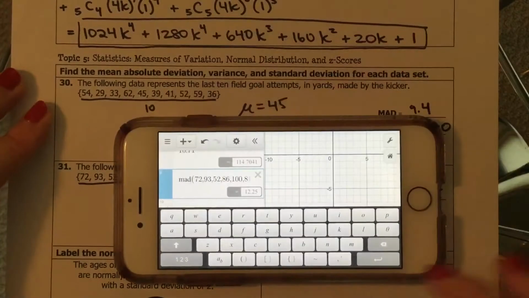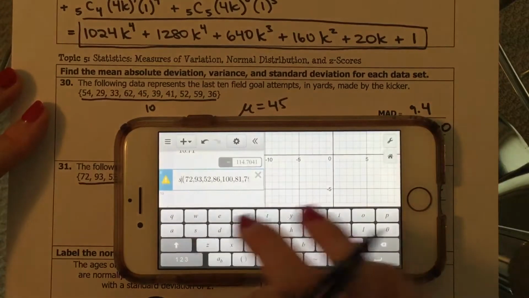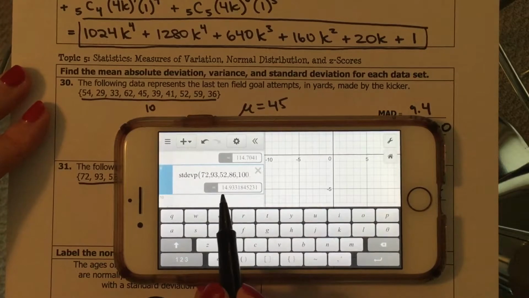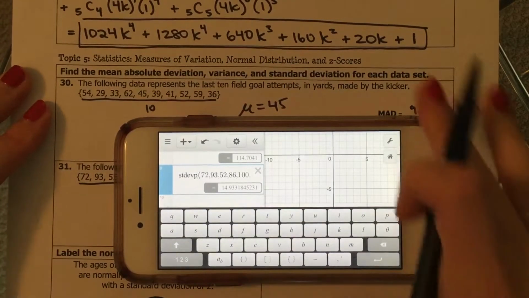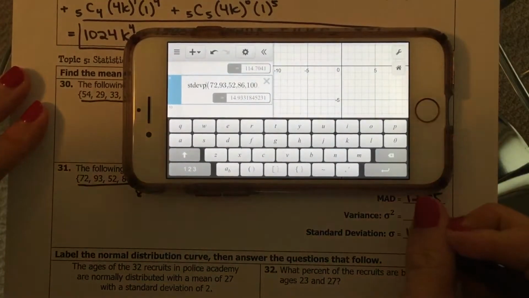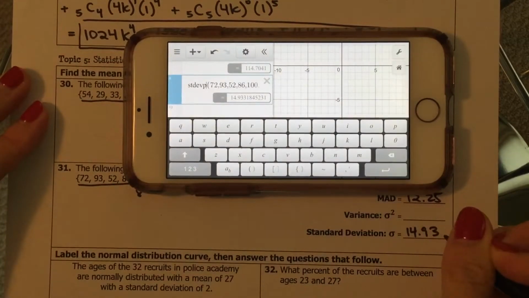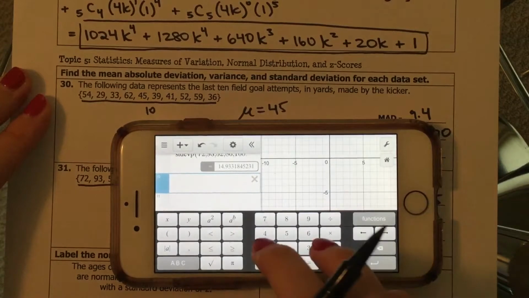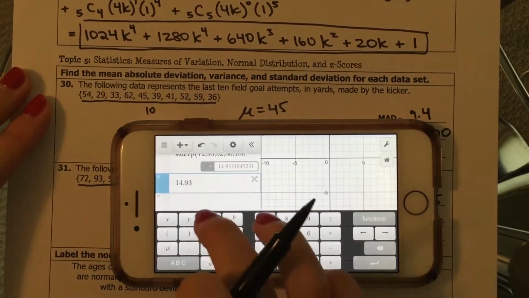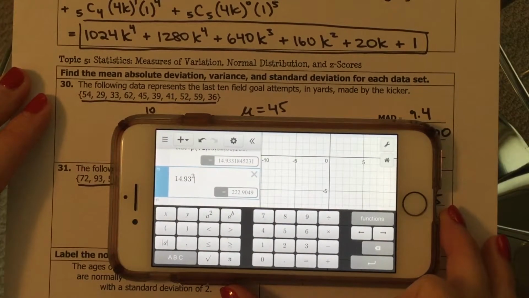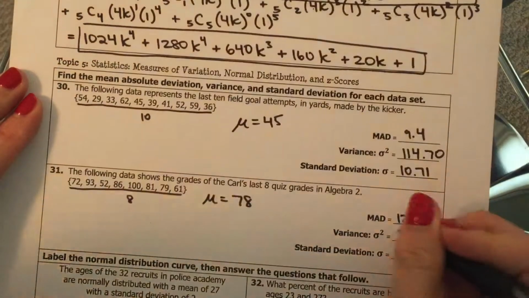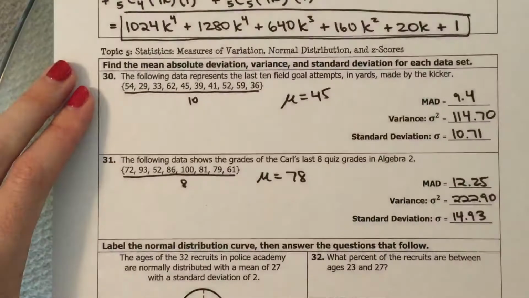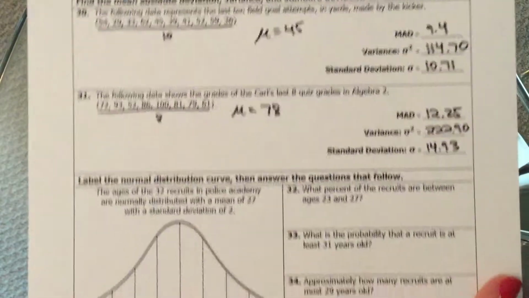Okay, and then we can change our command to the standard deviation with the P on the end. And that would be 14.93. Okay, and then for the variance, we would take that 14.93 and we can square it. So 222.90. Okay, so just a lot of calculator practice with some of that, the measures of variation stuff.